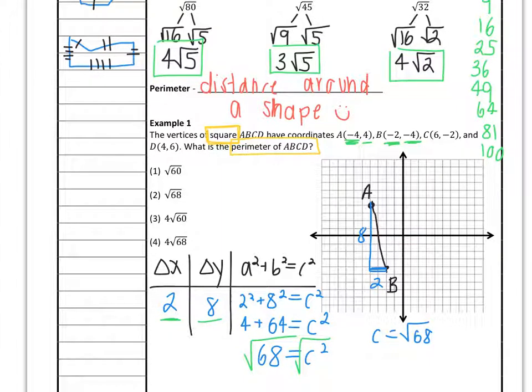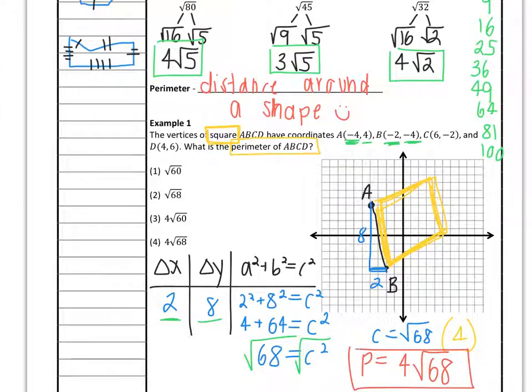But remember, that is the length of just one side. That would be the length of AB. I need to envision this as turning into a whole square. So if I want to find the perimeter of this entire square, I know I'm going to need to multiply this by 4. So my perimeter, my final answer, would simply be 4 radical 68. I need 4 of them. So choice 4. Okay. So with these regular polygons, it's really nice because if you can find one side length, you just know to multiply by however many sides your shape has. And we're going to try that in one last example in the back.